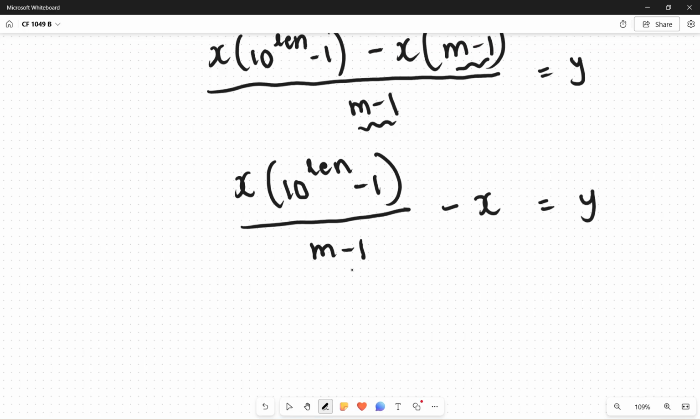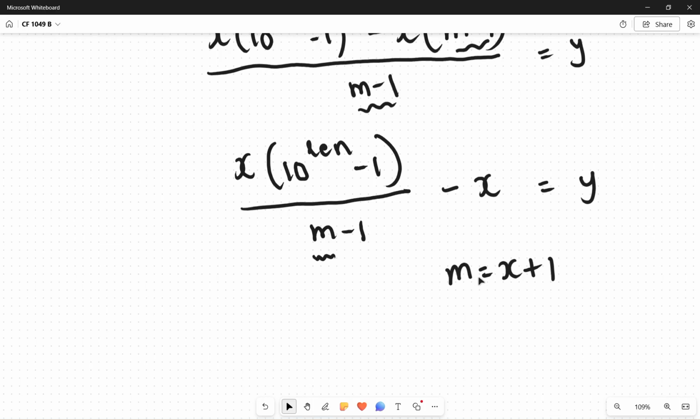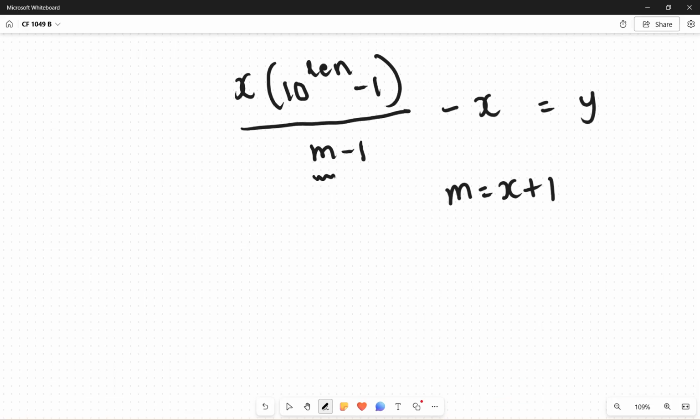Now one clever thing that I'll do here is that I can always choose an m such that m minus 1 is equal to x, right? It is a fairly simple fact, since natural numbers are not bounded above. So if I cleverly take m equal to x plus 1 here, what I will be able to achieve is that this m minus 1 and this x get cancelled, right? Then my expression becomes 10 to the power of length minus 1 minus x is equal to y.